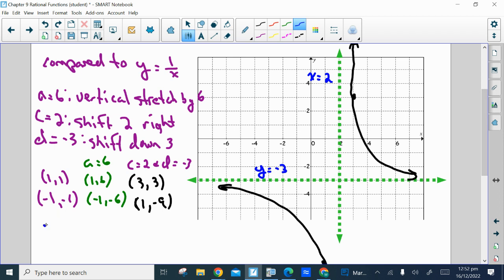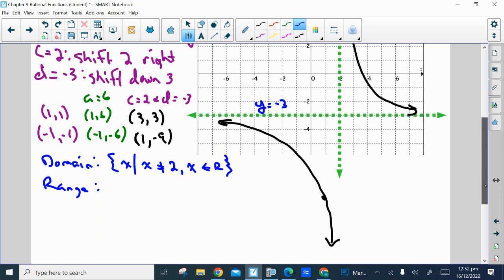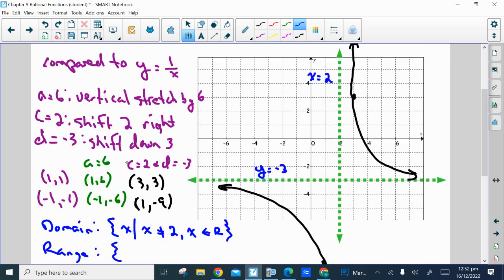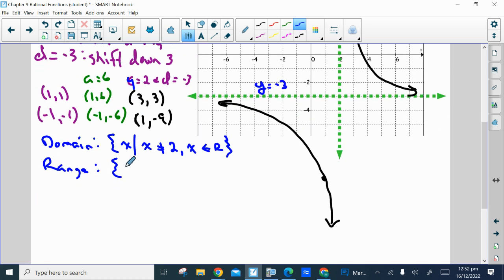Our domain will now be all values of x such that x cannot equal +2, but otherwise all real numbers. Our range will be all values of y such that y cannot equal -3, but otherwise all real numbers.